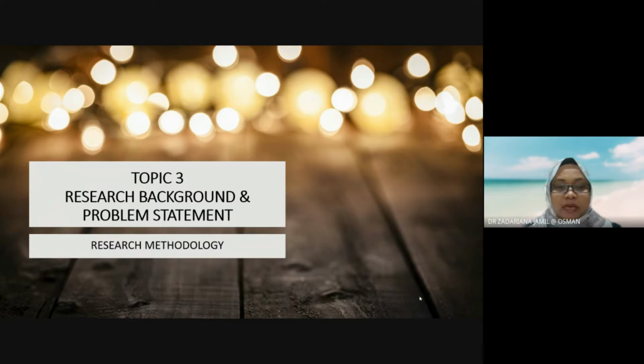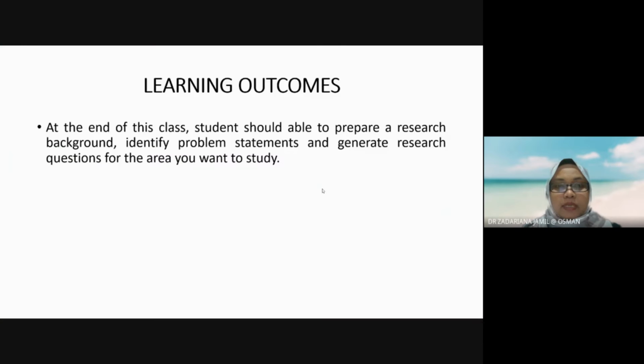So today we're going to look at topic 3, research background and problem statement. Let's look at the learning outcomes of this class. At the end of this class, students should be able to prepare a research background, identify problem statements, and generate research questions for the area that you want to study.